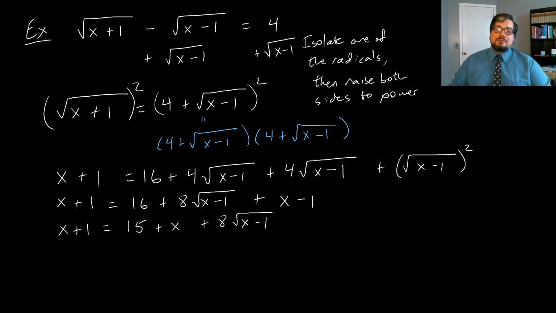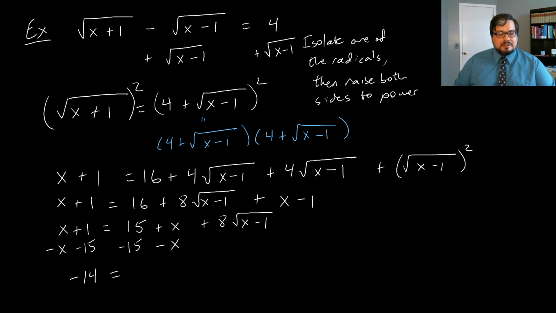At this point, we can sort of forget what came before. For the moment, we'll still have to go back and check our work once we get to some solutions. But we can treat this as if it were a brand new problem. And if it were a brand new problem, then what we would want to do is isolate the radical, get the radical by itself. So we'll go ahead and start doing that. We'll subtract x from both sides. We'll subtract 15 from both sides. And so we'll get negative 14 is equal to 8 times the square root of x minus 1.